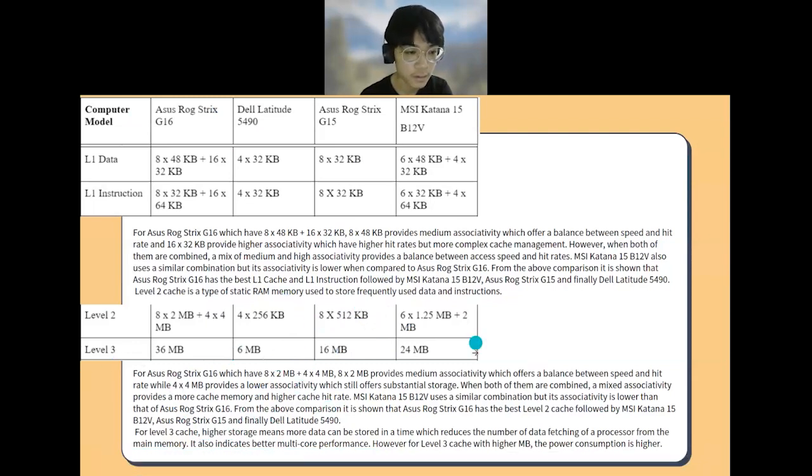So when we compare the level 3 cache, you can see the Asus ROG G16 has the highest level 3 cache when compared to the others, then followed by the MSI Katana 15, then ROG G15, and finally the Dell Latitude.